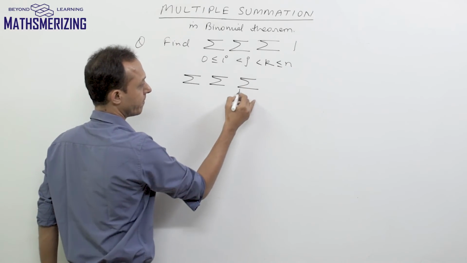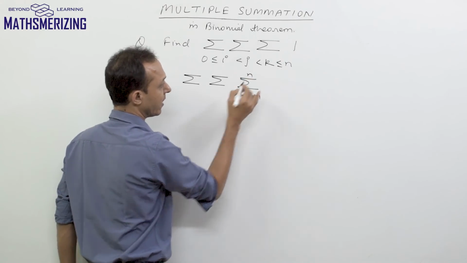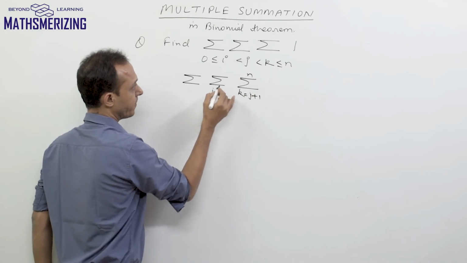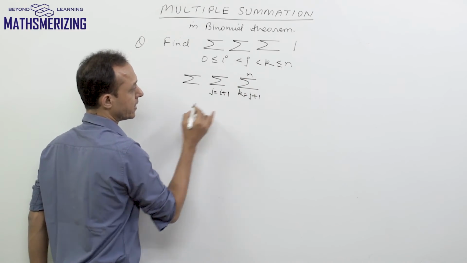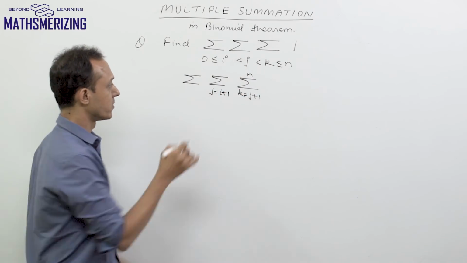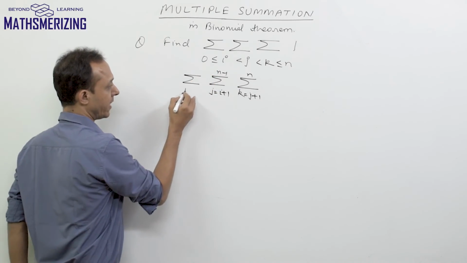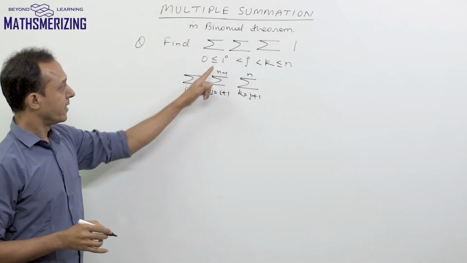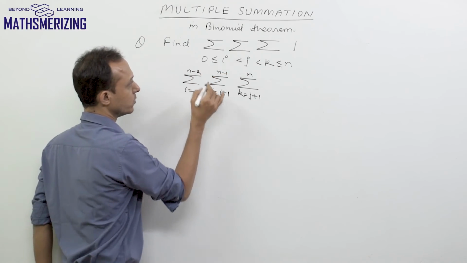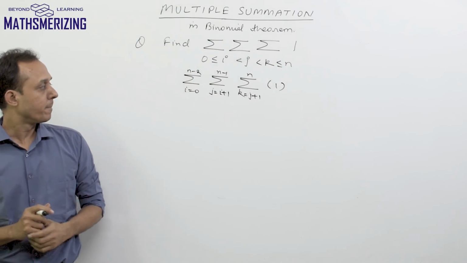Now this value of k should be greater than j, so it will start with j plus 1 and go all the way up to n. Now the value of j is greater than i, so it will start with i plus 1, and the maximum value it will have is n minus 1, since j should be less than k. The minimum value of i will be 0, and its maximum value should be less than the maximum value of j, so it should be n minus 2, and we need to find this triple sum of 1.